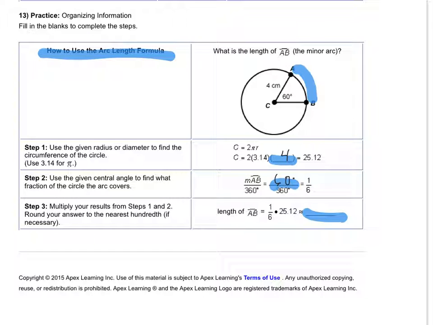So 1/6 times 25.12, and we ended up with 4.19. So that's our final answer right here. 4.19, with a decimal point in between the 4 and the 1. All right.